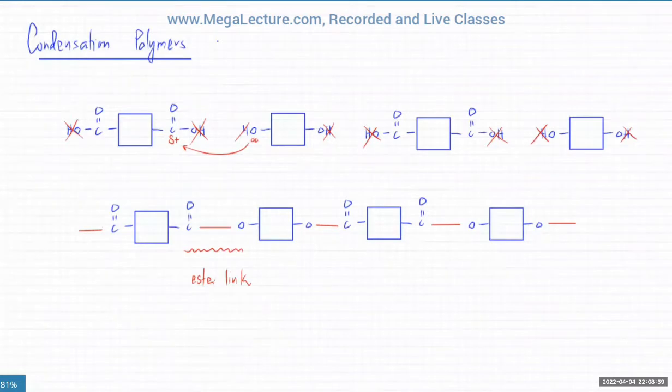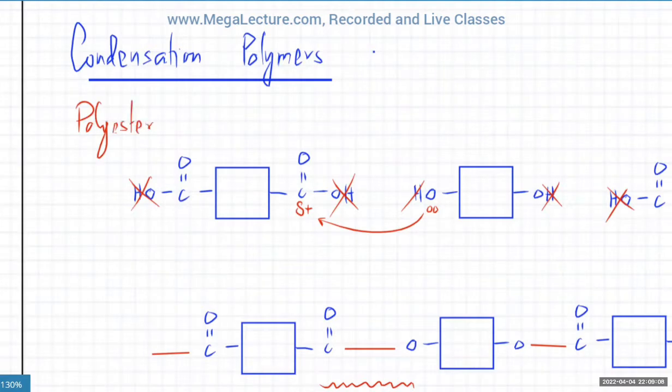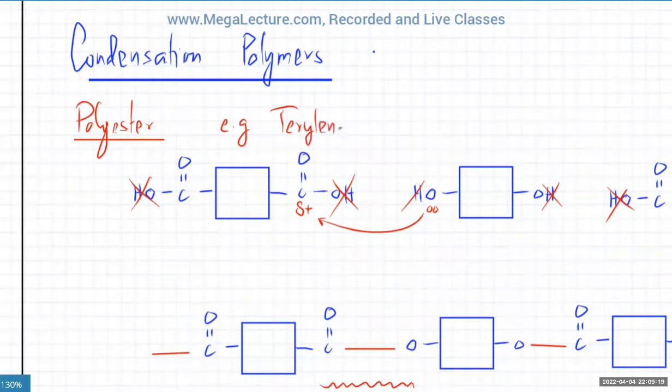So that's the first one. That's the example of the first condensation. So that's your polyester. And the example of a polyester is Terylene. That's used in cloth, in fabrics.